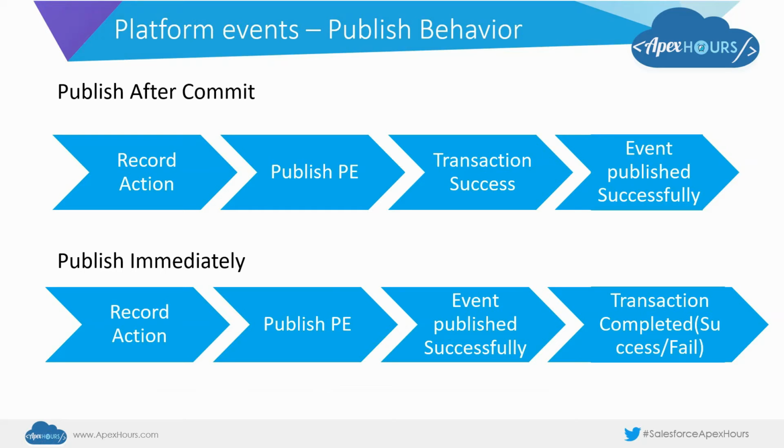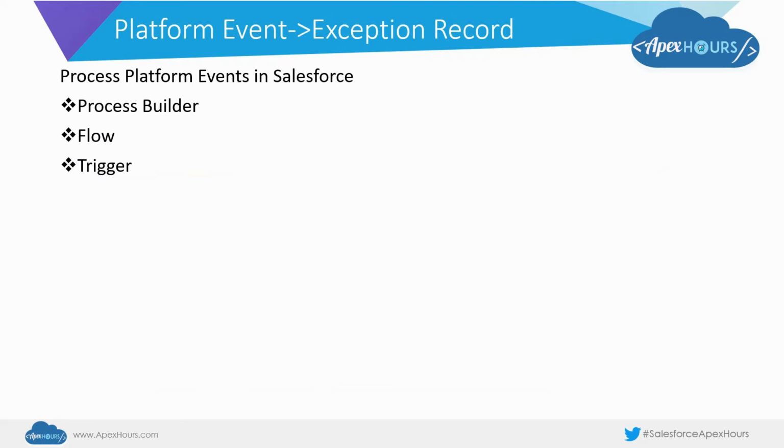That is, even if the contact creation failed, we still want to log the exception. So once you capture the details to a platform event, I would like to log those details back to our exception record. For this, I want to process the platform event.